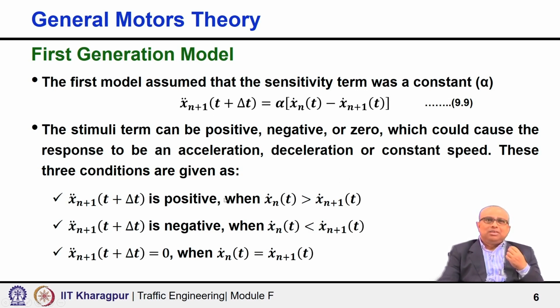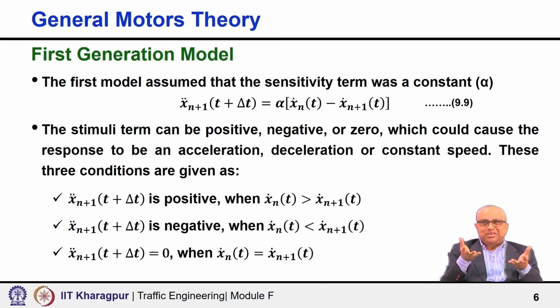For example, if x dot n, the speed of vehicle n, is greater than the speed of the following vehicle, that means the lead vehicle speed is higher than the speed of the following vehicle. Obviously, what would be the response? The response would be acceleration, because the gap is increasing. So, x double dot n plus 1 at time t plus delta t would be positive, indicating acceleration.